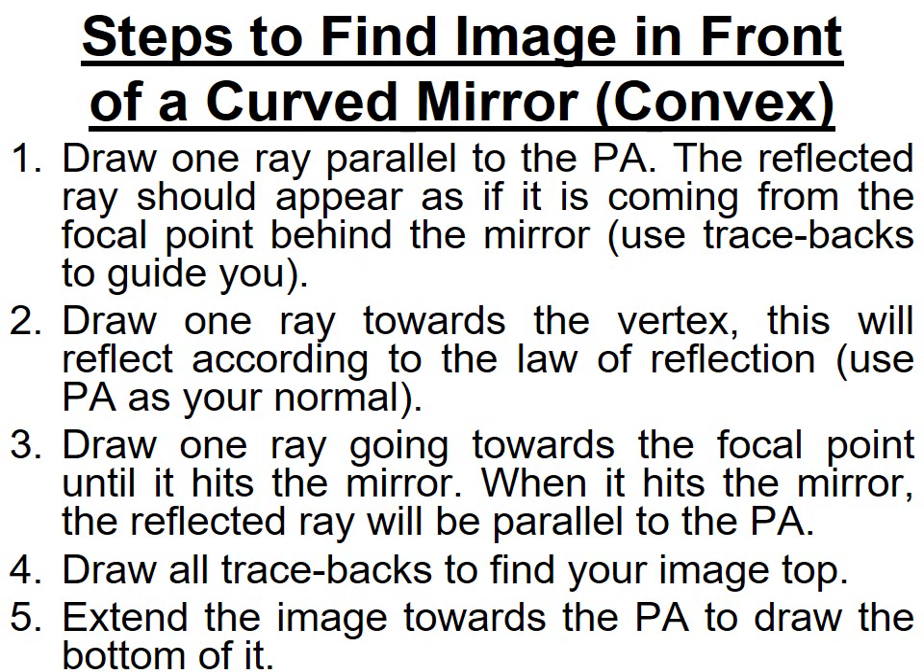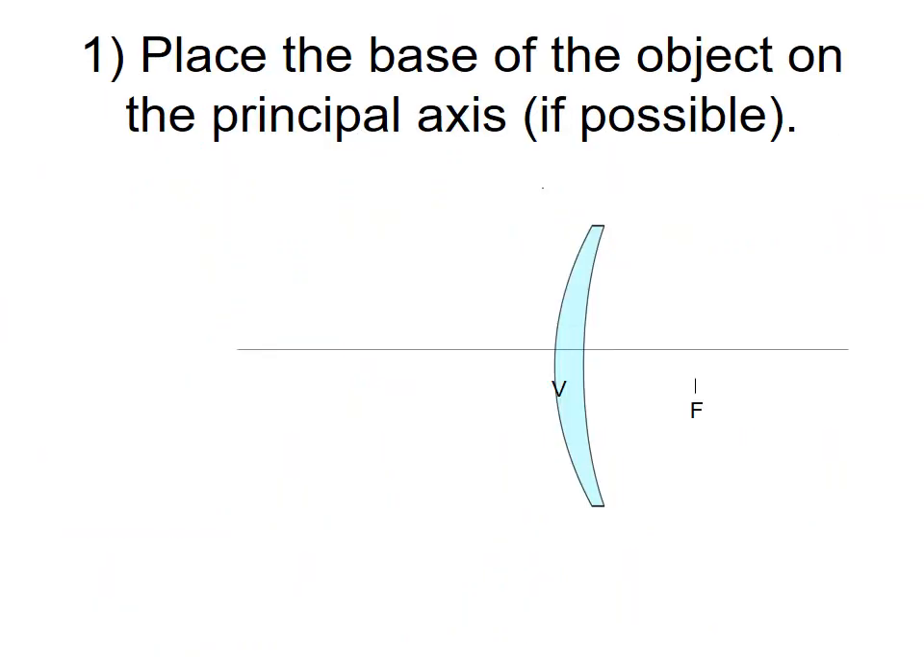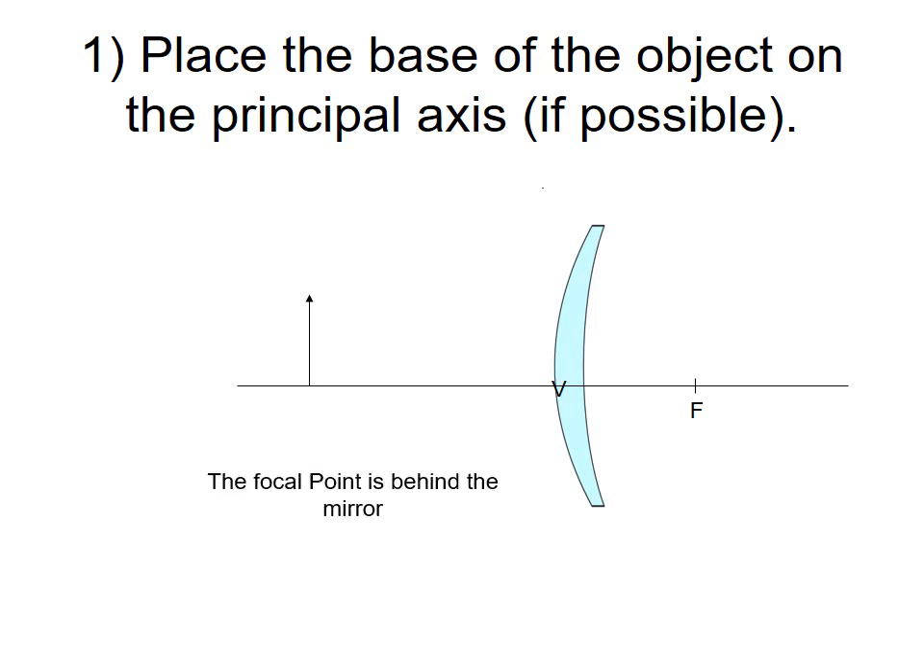Here we have our steps to drawing the ray diagrams for a convex mirror. And again, these steps are a lot easier because you'll always have one image characteristic for convex mirrors. The distance doesn't really matter too much. So our first step is to draw our principal axis. Make sure that your focal point's on there. Place the base of the object on the principal axis, and the arrow points upwards for your object initially. So again, the focal point is behind the mirror at this point.